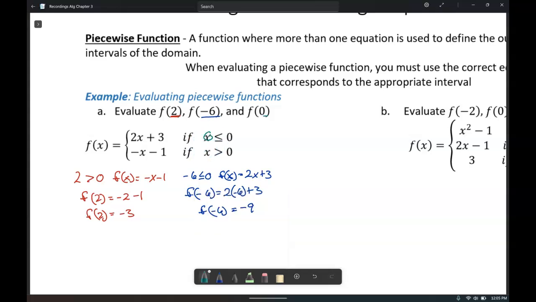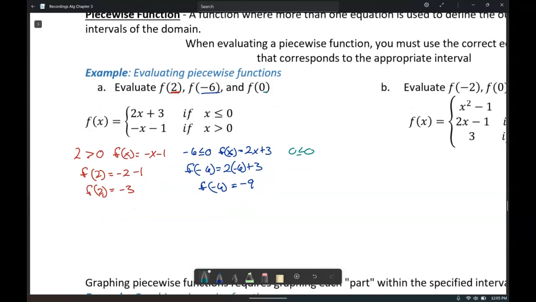And last but not least, f of 0. Well, 0 is less than or equal to 0. So because 0 is less than or equal to 0, we will be using 2x plus 3. So f of 0 equals 3. So we're able to evaluate each of those functions.